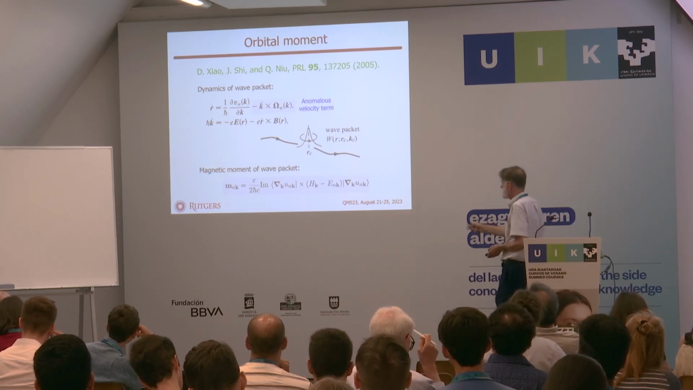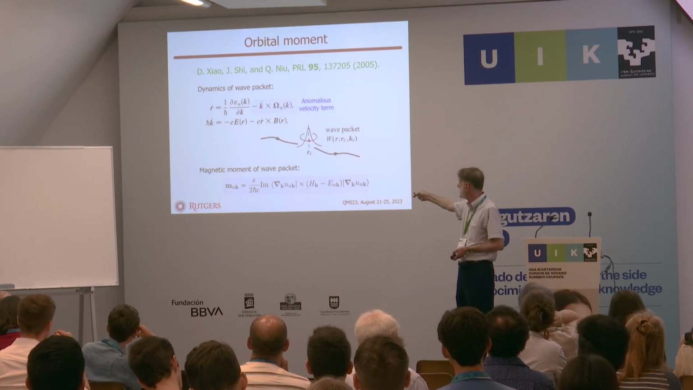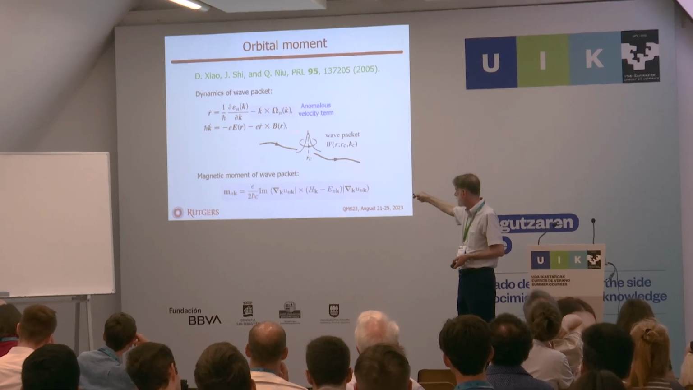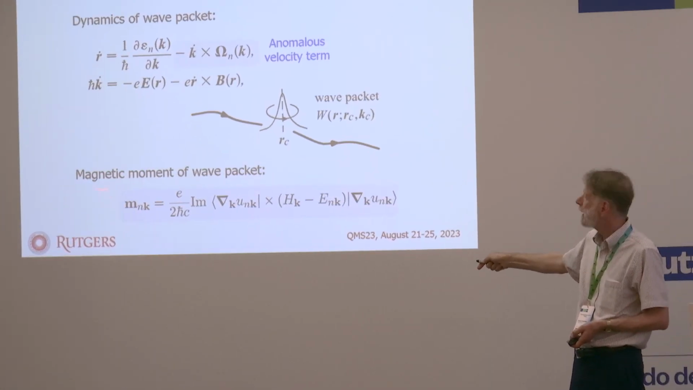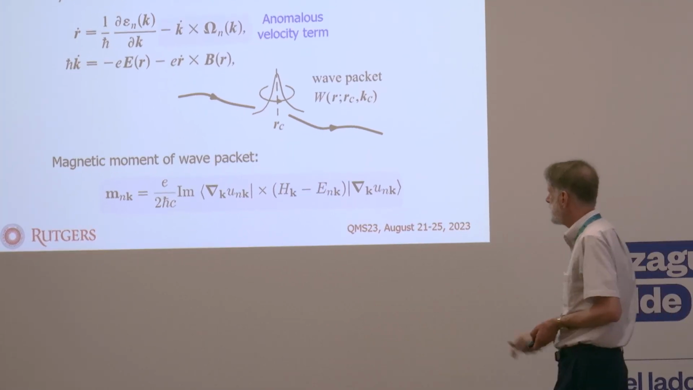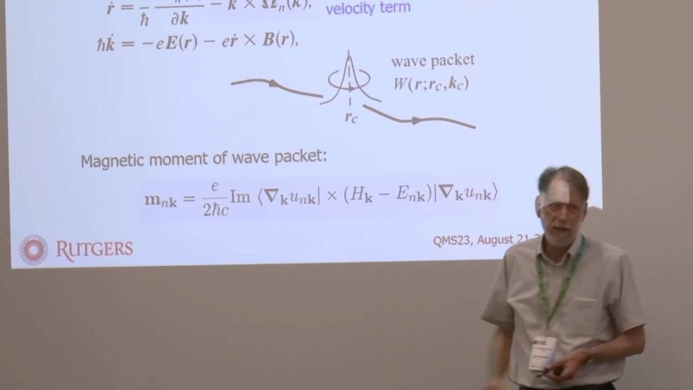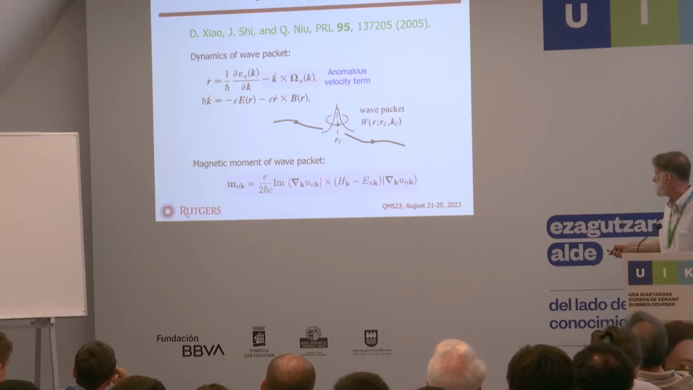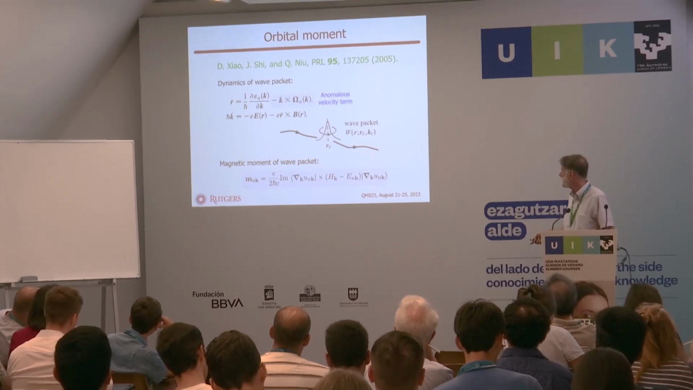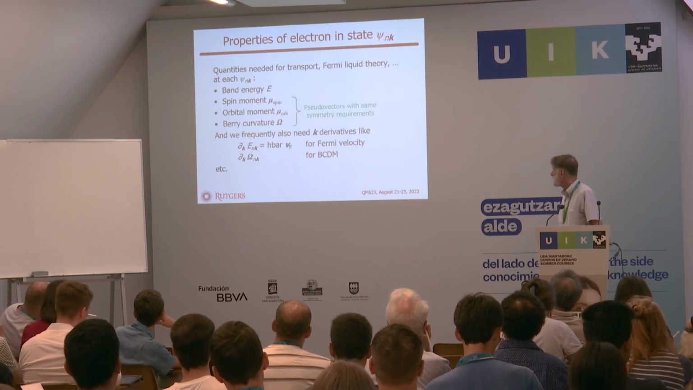And I want to mention also, I mentioned that this wave packet in general is a complex quantity, and there may be some circulating current. And if you compute the circulating current, that's the orbital magnetic moment of the wave packet. And it takes a form that looks, if you ignore this H minus E in the center, like a Berry curvature, but it has the Hamiltonian minus the band energy sandwiched in between, and that's the orbital magnetic moment of a wave packet. And so I think this is my last slide.